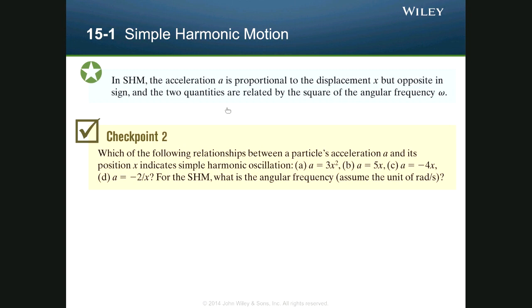This is, again, giving us our generalized spring constant, but that's okay. So which of the following relationships between a particle's acceleration a and its position x indicates simple harmonic motion? This is an important one. So I want you to recall the relationship a equals minus omega squared x. And which one of those indicates simple harmonic motion?